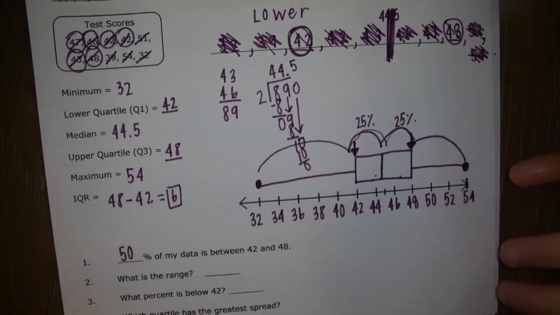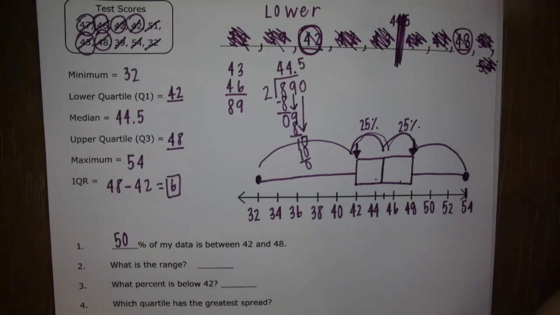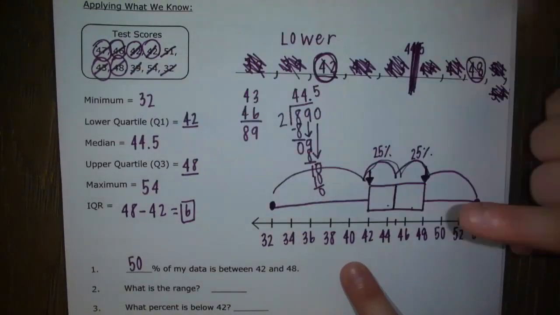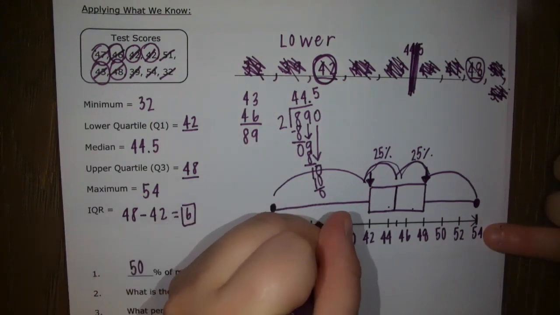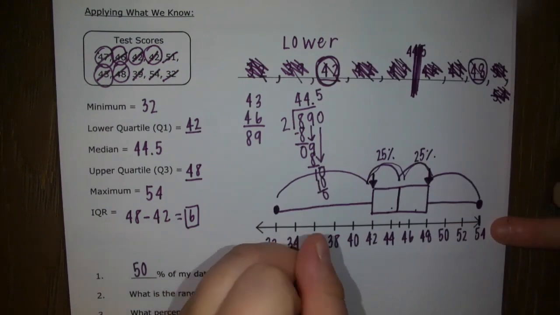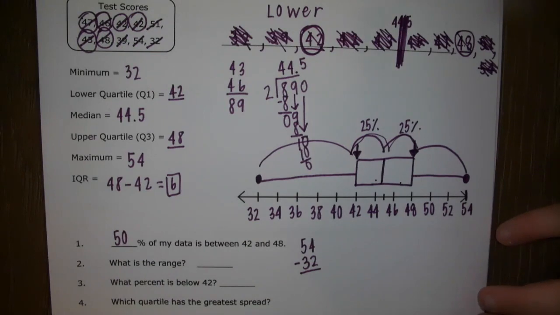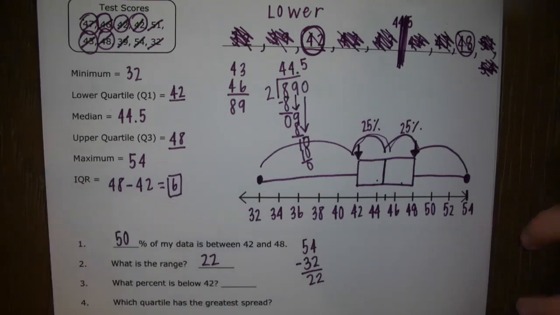Okay, next. What is the range? So we know the range is always the biggest number minus the smallest number. So I can either do that by looking at my original set of data, this data here that's not ordered, or my box plot. Since we're all about box plots today, I'm just going to use my box plot. So looking at my box plot, my biggest number is 54. My smallest number is 32. And I'm going to subtract those. So 54 minus 32 leaves me with 22. So my range is 22.